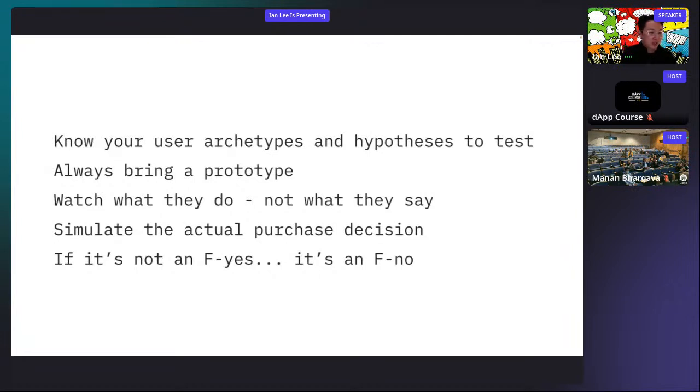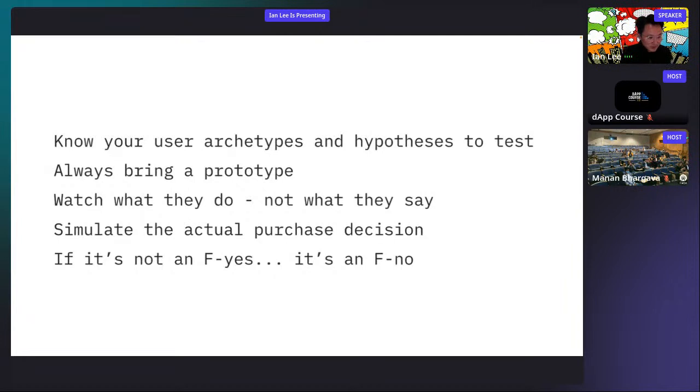Number one, know who your user archetypes are and what the hypotheses that you want to test are before you go into your user interview. A lot of people, novices, go in without actually knowing who they're talking to, what the archetype of the consumer or customer is. And so they don't know what to test for, because different archetypes have different needs, biases, etc. They're just different people.